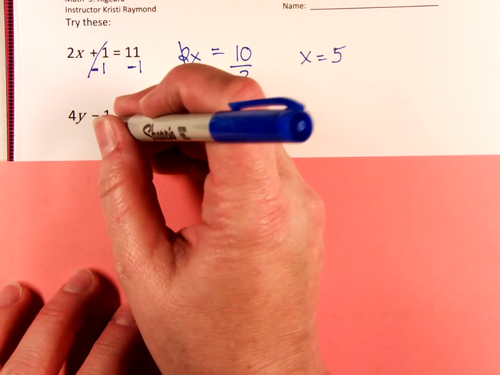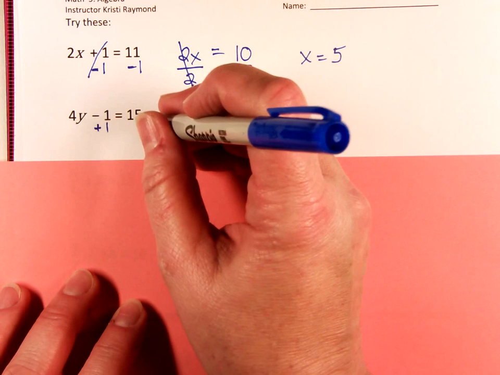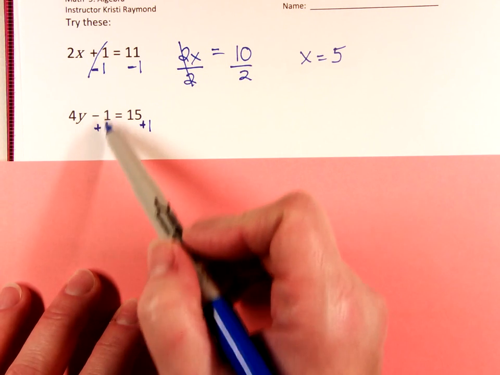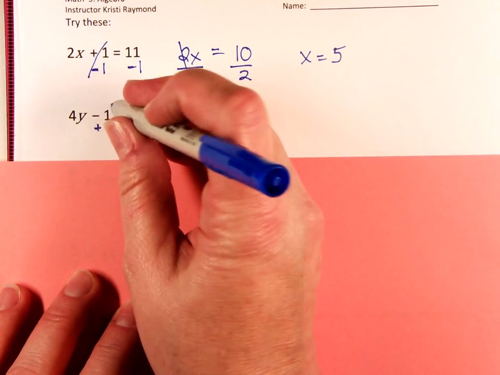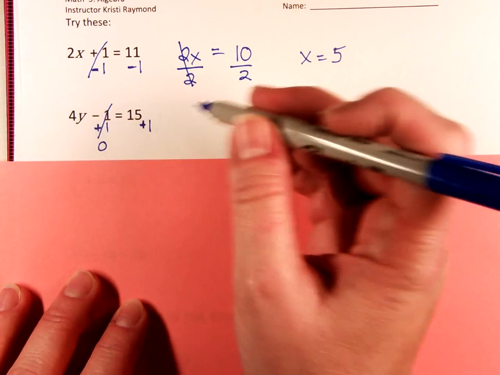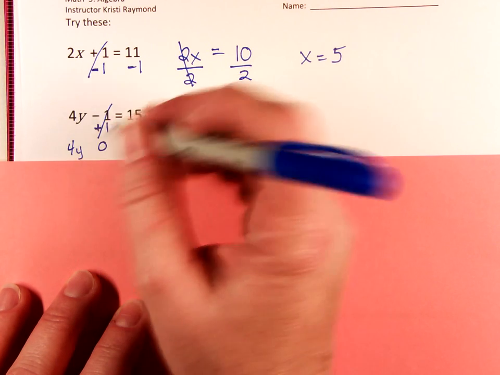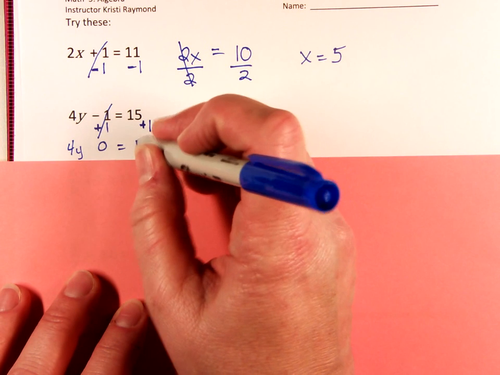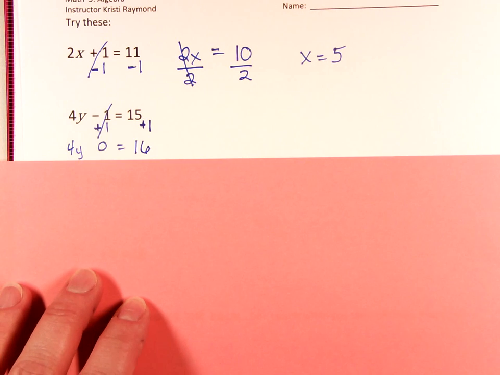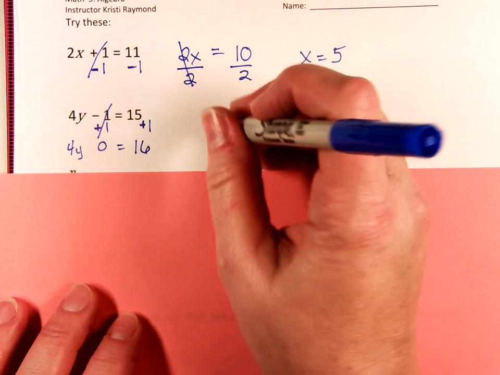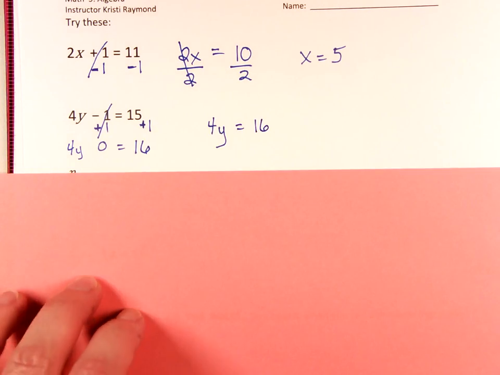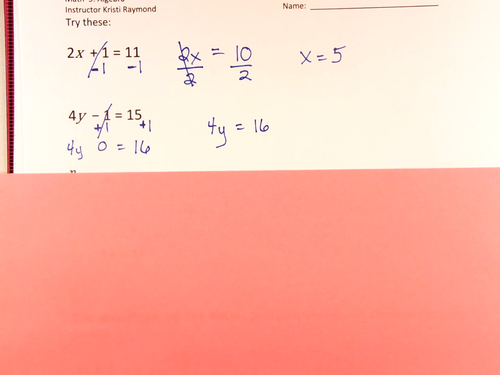I am hoping that you added 1 to each side. Yes. Excellent. The reason you did that is because negative 1 and plus 1 just becomes a 0. So I've still got 4y on one side, but on the right I've got 15 plus 1 equals 16. So let's rewrite that to make it a little bit neater. 4y equals 16. Now that should resemble the one-step problems that we've been working on.